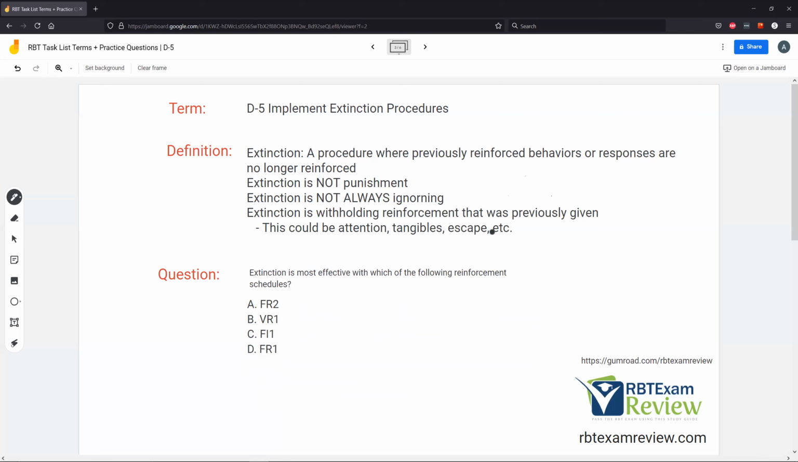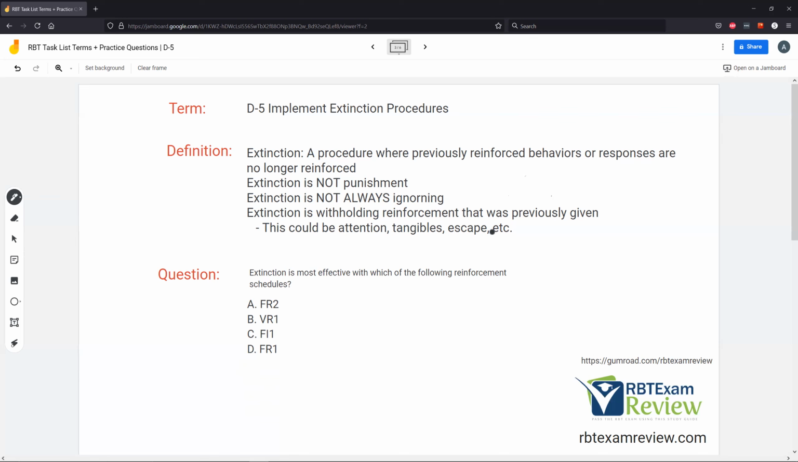So question: extinction is the most effective with which of the following reinforcement schedules? All right, so we have different reinforcement schedules and we know extinction is when we withhold reinforcement. So think about A, FR2. FR2 is what? Fixed ratio 2. So every 2 responses, that behavior is reinforced. So think about extinction. We have to wait 2 responses to implement extinction.